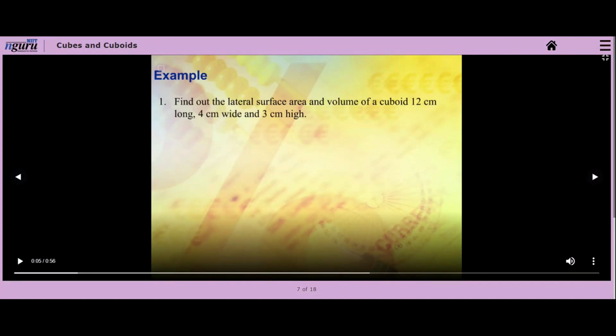LSA of cuboid is 2H(L + B). Volume is 4 centimeter cube. How much you got? Volume? 144 cubic centimeters. Yes.